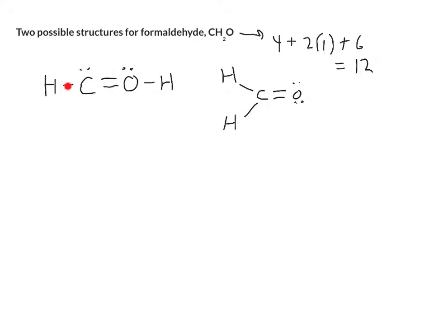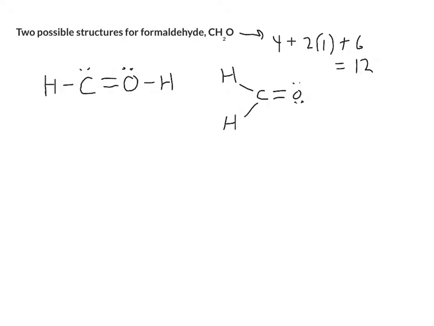If we count 2, 4, 6, 8, 10, 12, 12 in this structure, and 2, 4, 6, 8, 10, 12, there are 12 in that structure. So they're both sound that way. Does each atom have an octet? Carbon, 2, 4, 6, 8. Oxygen, 2, 4, 6, 8. They have octets. Hydrogen, just a reminder, is in the first period in the periodic table. It can have a duet, a maximum of 2 electrons.